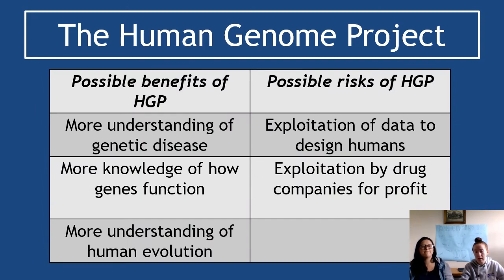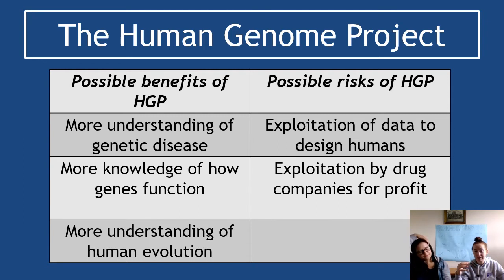Okay, so with respect to the Human Genome Project, there are lots and lots of benefits from it. There are also quite a lot of risks towards it. So in terms of benefits, it gives us more understanding of genetic diseases, which is massively important because it's going to help us in terms of treating them, managing them, predicting them, and just knowing exactly how they work. We're also going to have more knowledge of how the various genes function and what their roles are, and just a general better understanding of evolution and how we became exactly what we are today and how we got there.